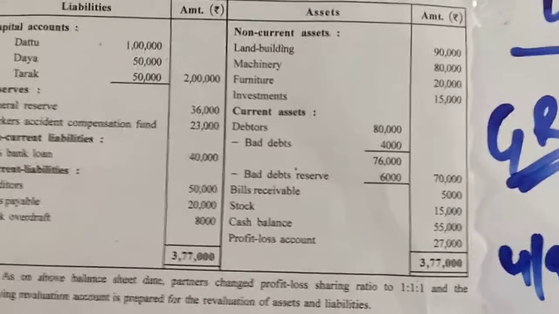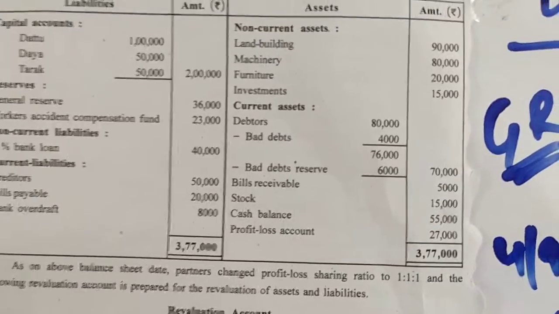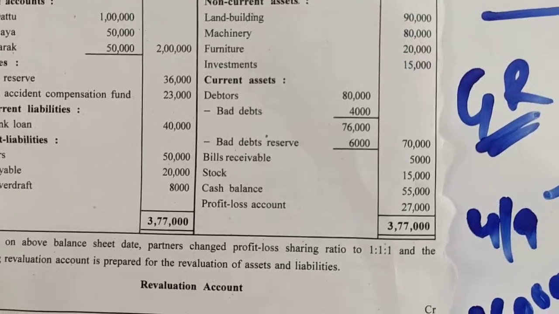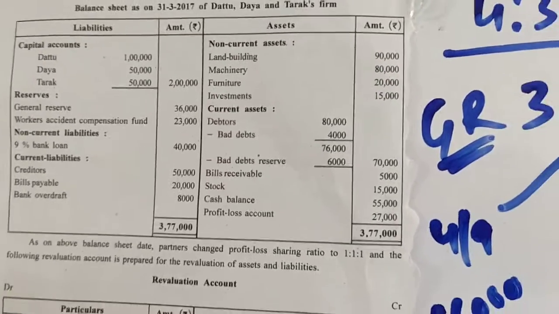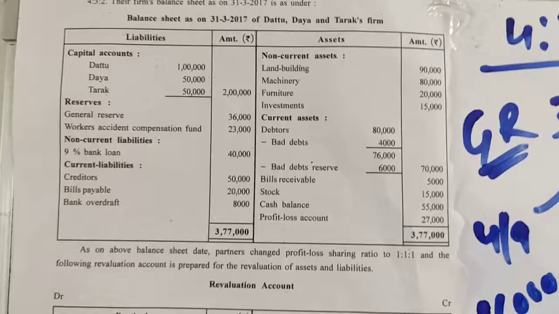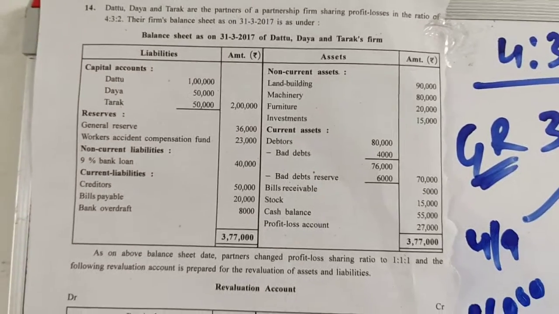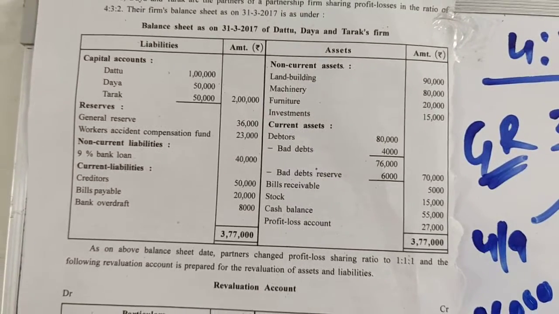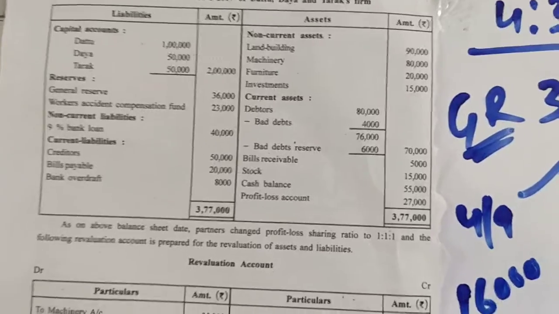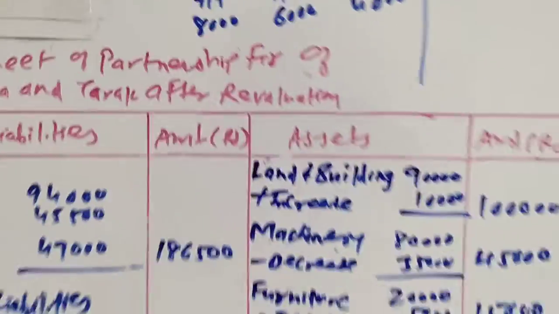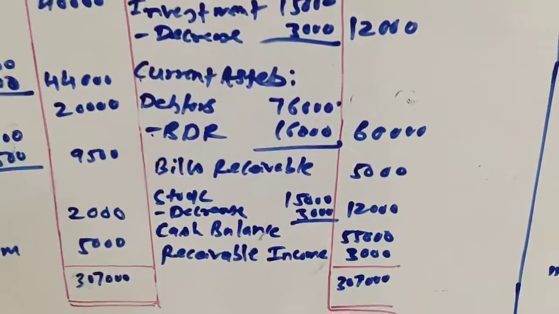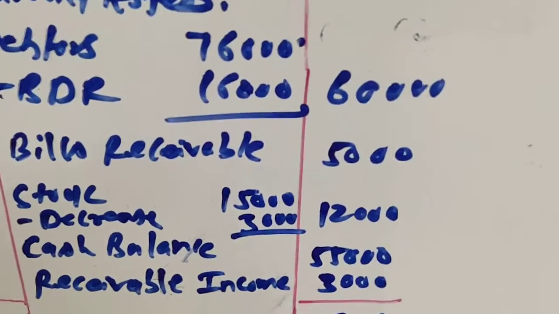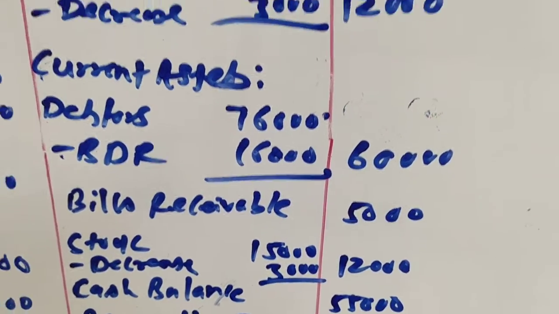Then debtors, so debtors we have just written, it is now 60,000, 76,000 minus 16,000 BDR, so 60,000 is the new amount of debtors. Next item is bills receivable. So bills receivable is not shown anywhere, means we have not written yet in new balance sheet, and there is no change in bills receivable, so it will be carried forward same as it is 5,000. So in new balance sheet, bills receivable 5,000. This is bills receivable 5,000.